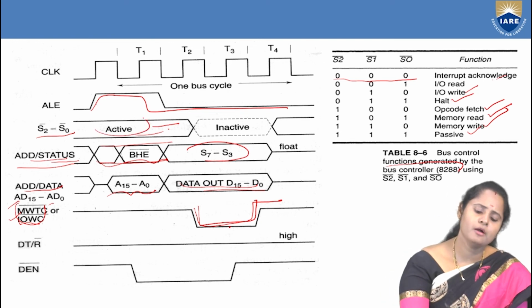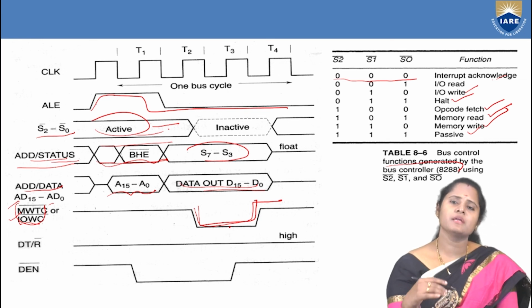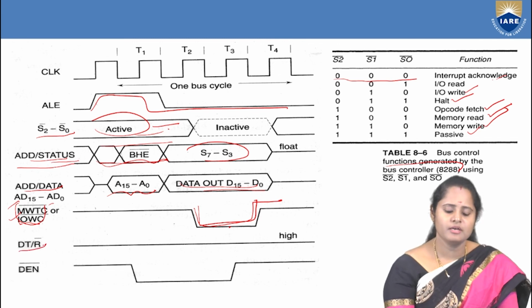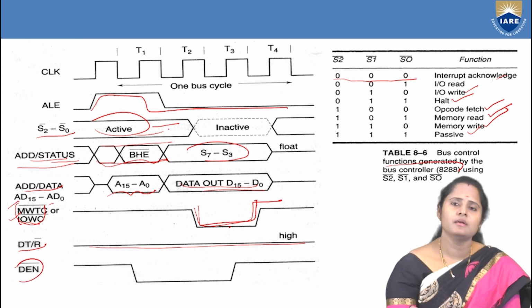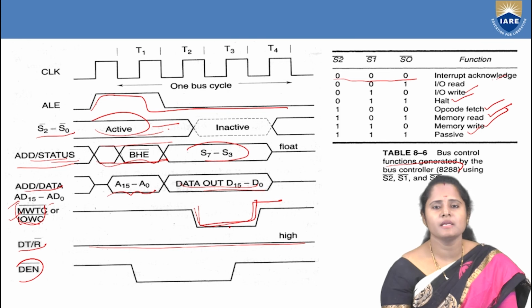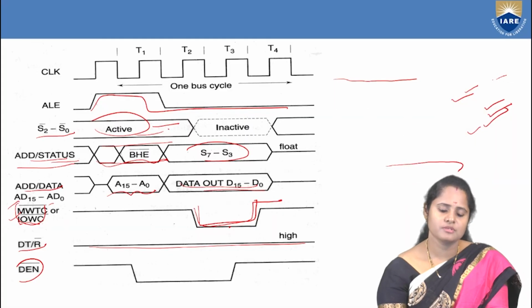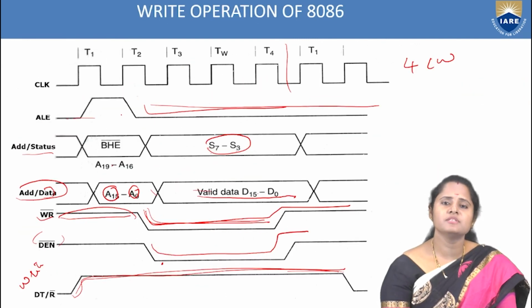Depending upon the activation of the status pins, those signals will automatically be made high and low. Next you have DT by R bar, where you need to transmit the data, so this pin will always remain high. And DEN bar, data enable. Data enable bar indicates that whenever it is low, only then can you work with the pin. So 0 means the data is processed. These are the different signals activated by using the bus controller unit in minimum mode and maximum mode.